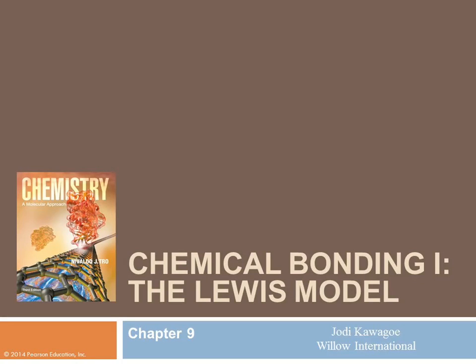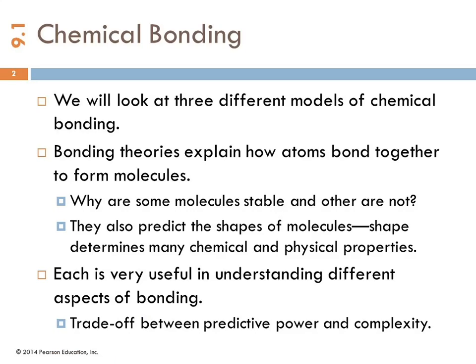Chapter 9, Chemical Bonding, the Lewis model. So we're going to look at three different models for chemical bonding. And models are theories explaining how atoms bond together to form molecules. It's not a law that says this is what happens, but we're trying to explain.